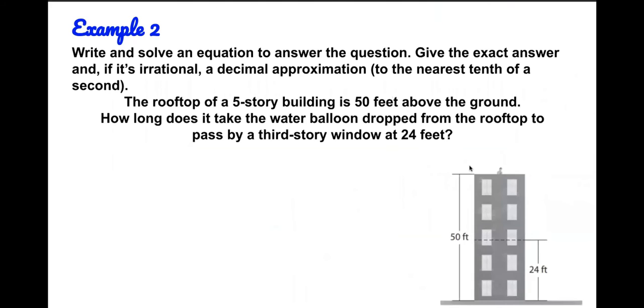So example number 2, same instructions, write and solve an equation to answer the question. Give the exact answer. If it's irrational, a decimal approximation to the nearest tenth is possible. The rooftop of a 5-story building is 50 feet above the ground. How long does it take for the water balloon to be dropped from the rooftop and past a 3rd-story window at 24 feet? So go ahead and write this one down, and we'll go ahead and use our simple equations.